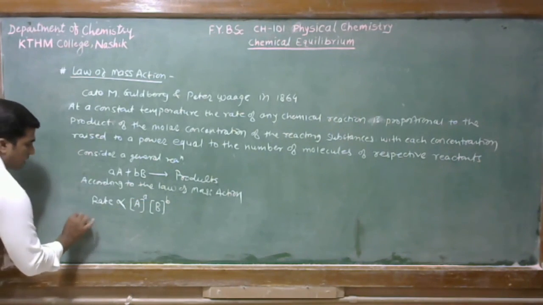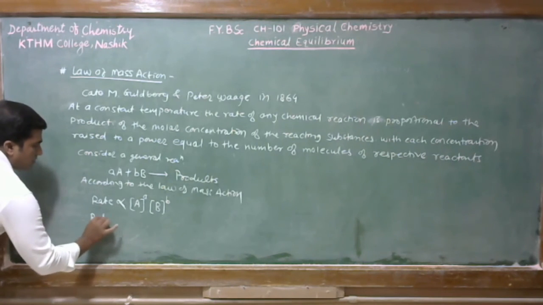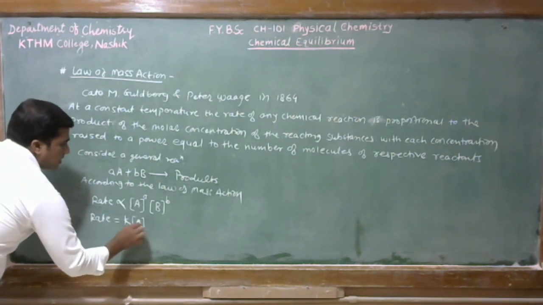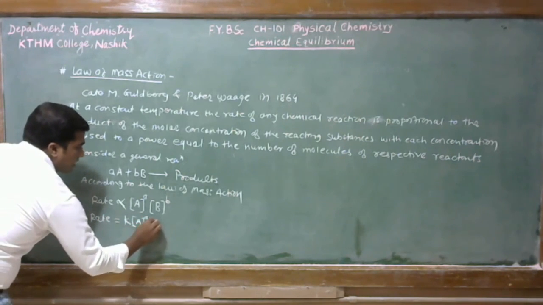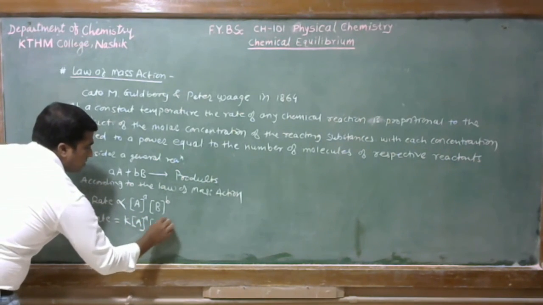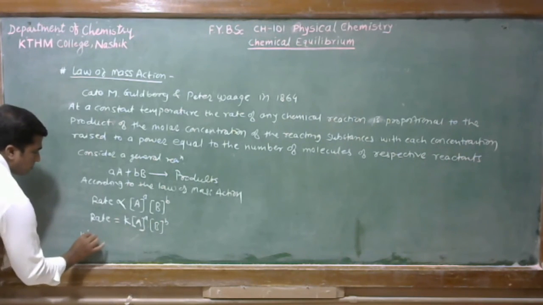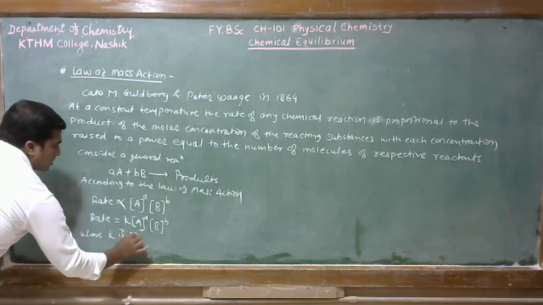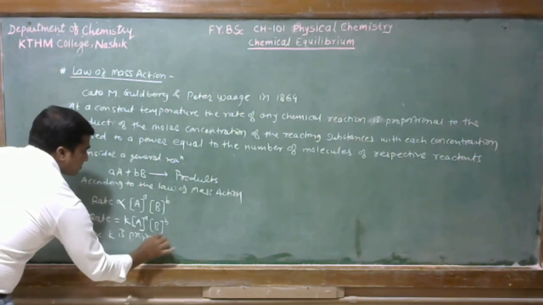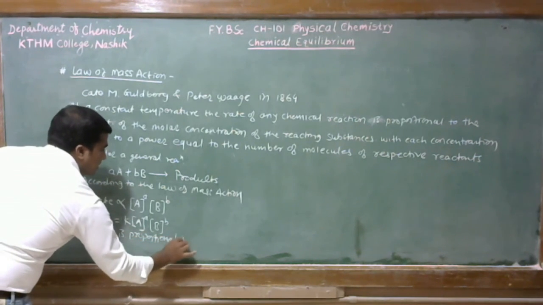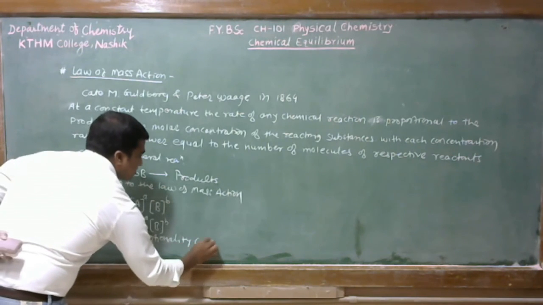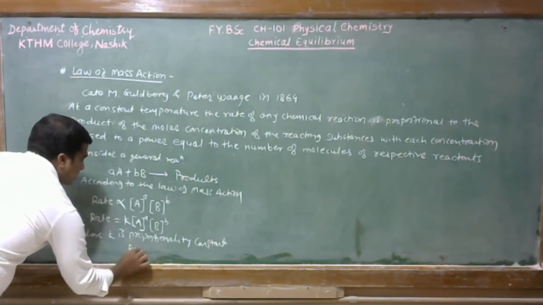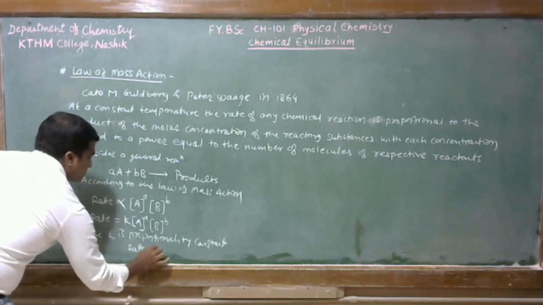So we can write it like this: rate is equal to K into capital A raised to power small a into capital B raised to power small b, where K is the proportionality constant, also called the rate constant.